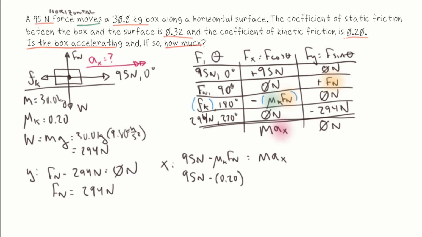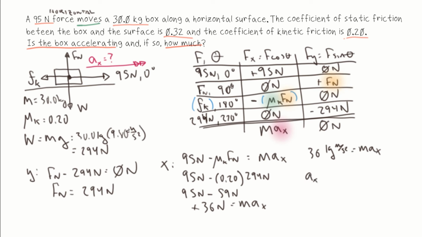We've got the mu is 0.20. The normal force we now know is 294 newtons. And so that's 95 newtons minus 59 newtons. So yes, the object is accelerating. Since the force to the left and force to the right do not balance out, the force to the right wins, so the box will be accelerating to the right. So we can just wrap up from there. 36 newtons is equal to 36 kilograms meters per second squared equals max.